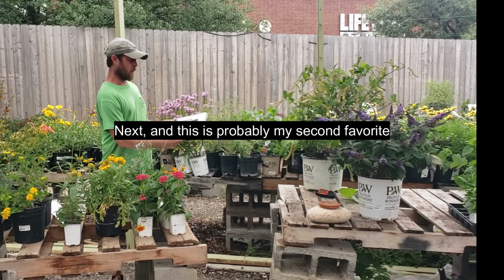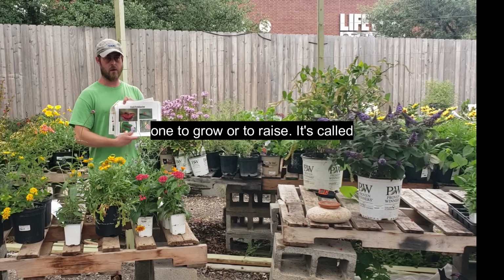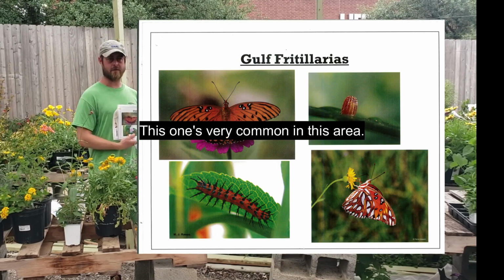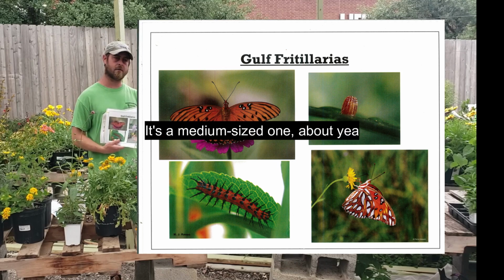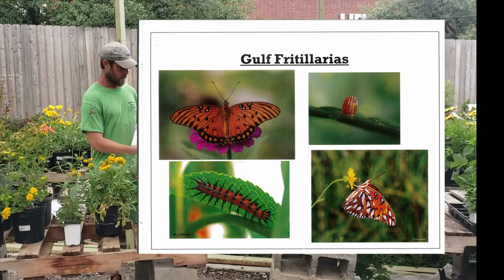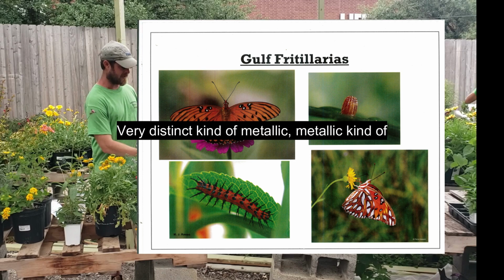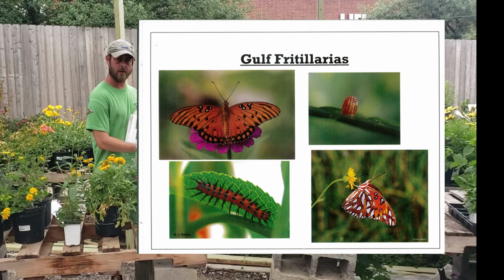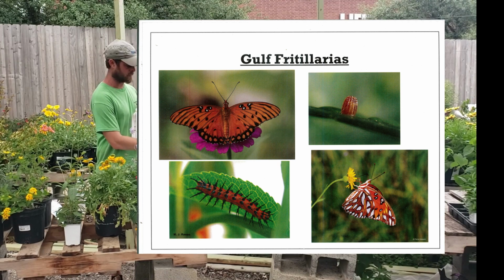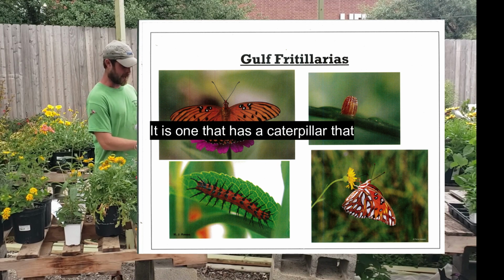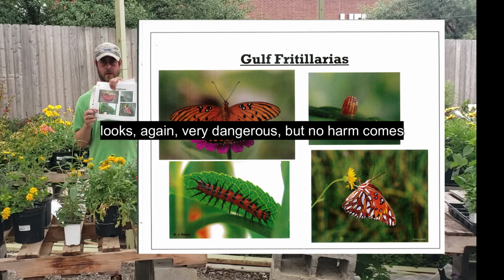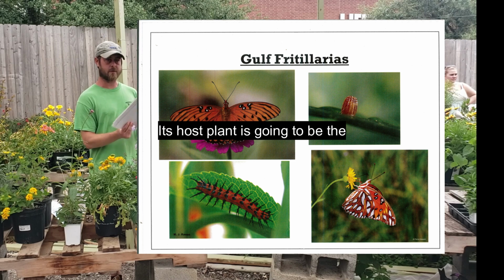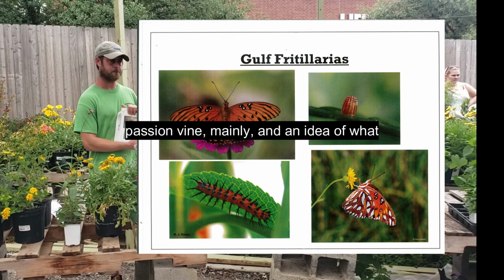Next, and this is probably my second favorite one to raise, is called the Gulf fritillary. This one's very common in this area. It's a medium-sized one, about yay big or so. It has a very distinct metallic gray underside to the wing. That's how you'll notice it. It has a caterpillar that looks, again, very dangerous, but no harm comes from it at all. Its host plant is going to be the passion vine, mainly.